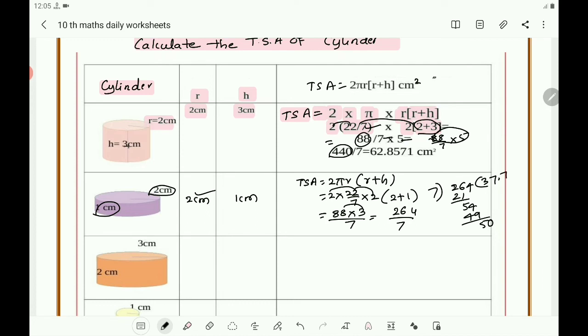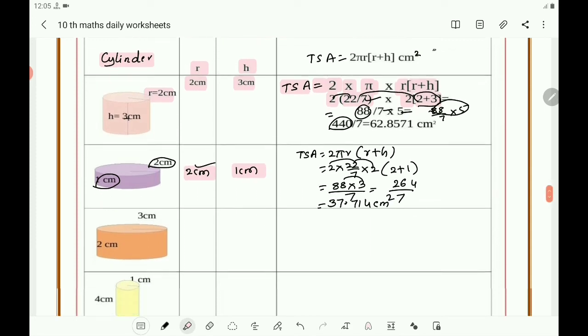Then 7 7s are 49. 1 is remaining. 1 0. 7 1s are 7. 3 is remaining. 7 4s are 28. Like this way you will get approximately 37.714 cm square. That is the TSA of the cylinder with the radius 2 cm and height 1 cm.